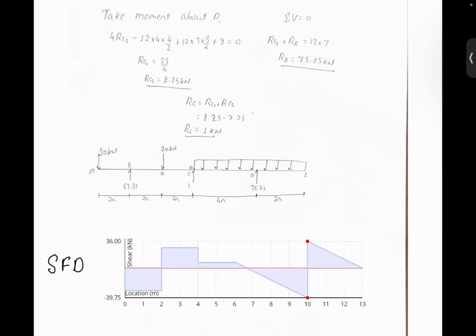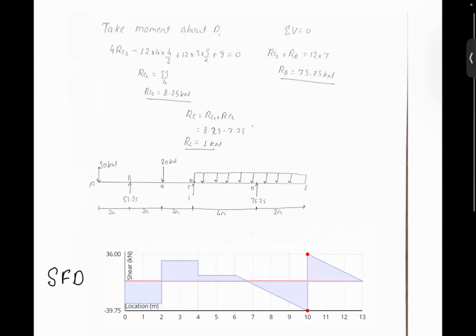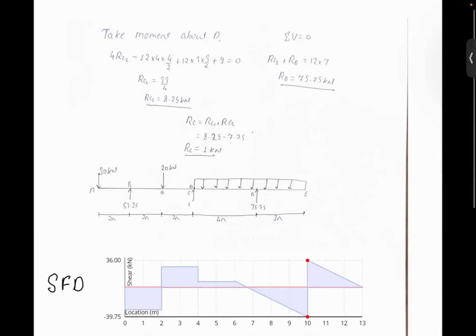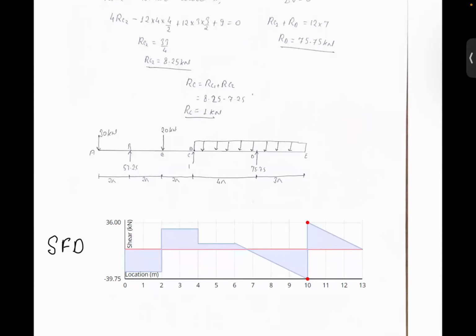Similarly, we will calculate the moment. We will take the moment about B and calculate the partial reaction at C, that is 8.25 kilonewton. And we will use the summation V equal to 0 to calculate the reaction at D. So all the reactions are found, and the moments at ABC are also found.